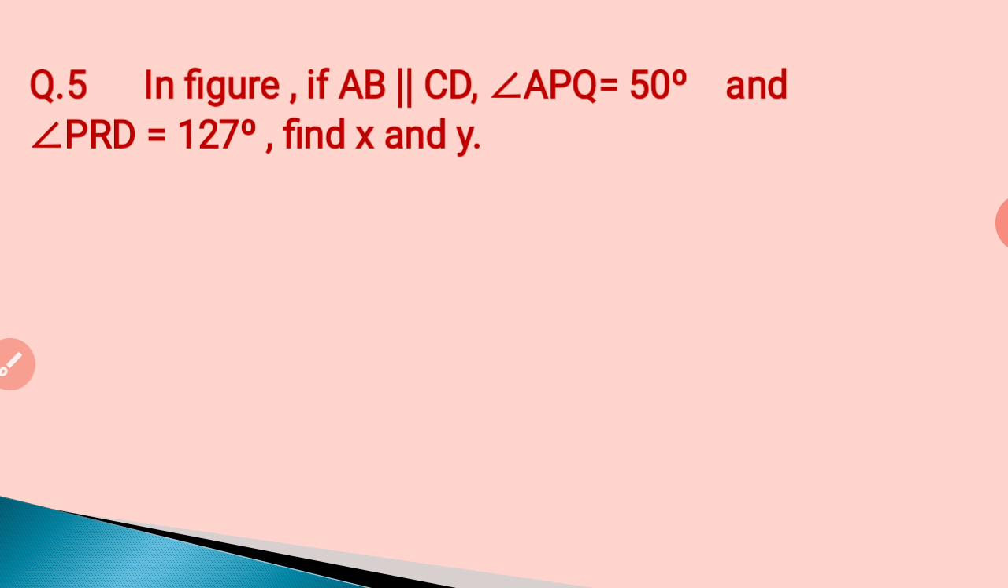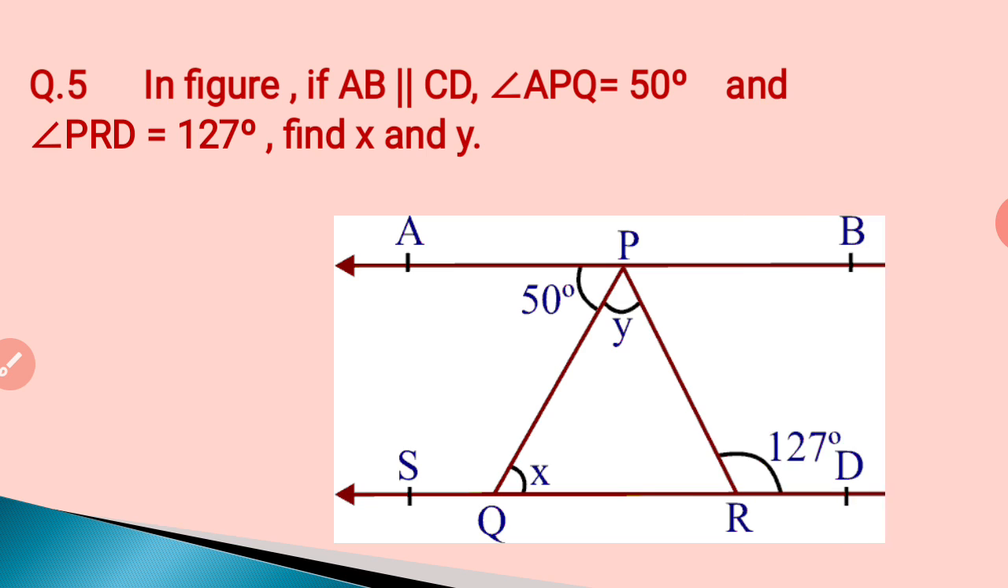Next, the given figure. Here, AB is told to be parallel to CD, or rather SD. There is a correction here. It should be SD. Angle APQ is given to be 50 degrees and PRD is told to be 127 degrees. We have to just find out the measures of X and Y.